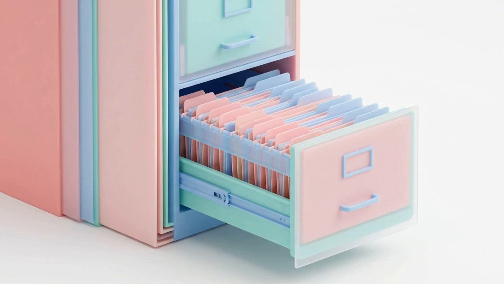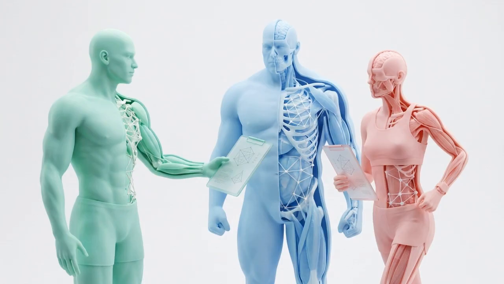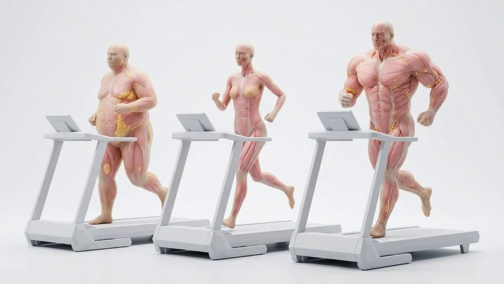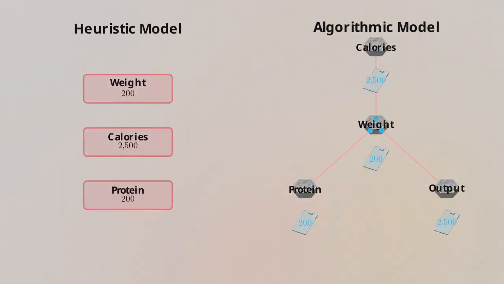For decades, fitness programming has relied on static documents, inflexible meal plans printed on paper or saved as PDFs, and handed out to populations regardless of their unique biology. These are heuristic models. They operate on general rules of thumb. A standard template assumes every human body processes energy the exact same way, ignoring the metabolic variance that exists between individuals. To fix this, we treat nutrition as a computational optimization problem, where every biological input is a variable.